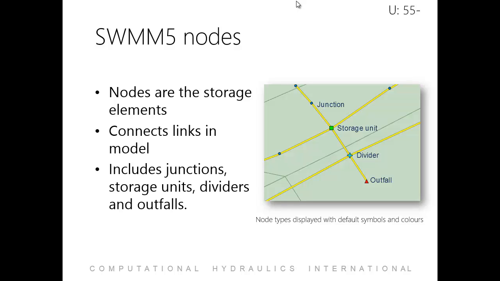Nodes are the storage elements in SWMM and are used to link together multiple conduits. This image shows examples of different types of nodes in the PCSWMM interface, including junctions, storage units, dividers, and outfalls. Here the nodes are rendered to the default shapes and colors used in PCSWMM. However, they can be changed to any shapes and colors you choose.